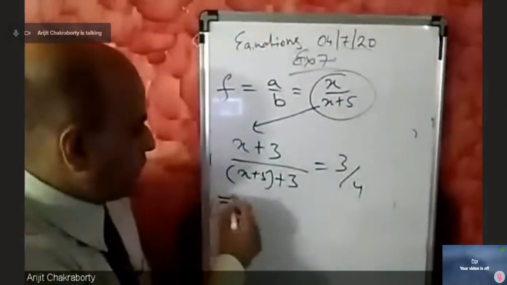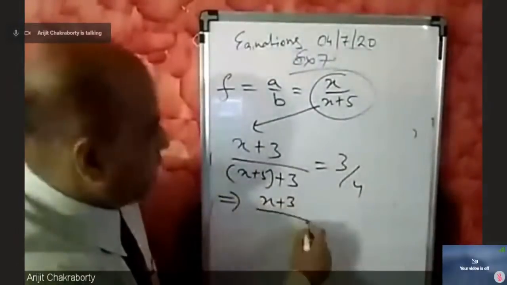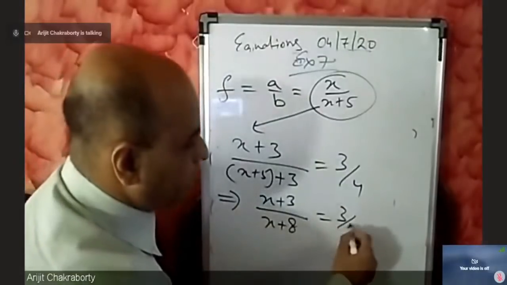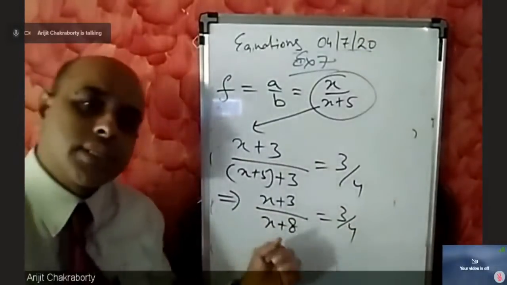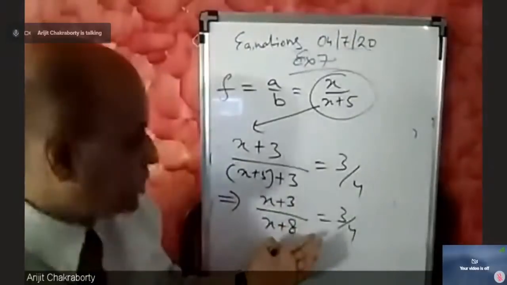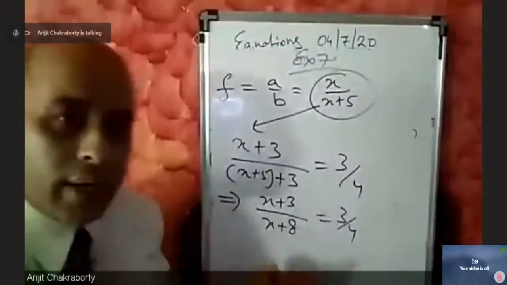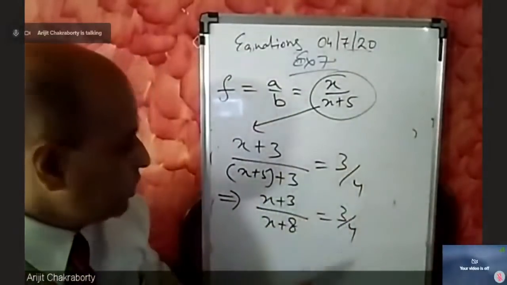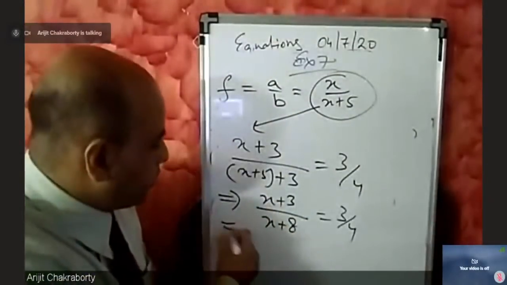So let us simplify the equation. x plus 3 and denominator will be x plus 8. This is equal to 3 by 4. Now this is, friends, a linear equation. You can see that the degree is 1. We don't have to the power of 2. We don't have a cubic equation. We just cross multiply and see what happens.